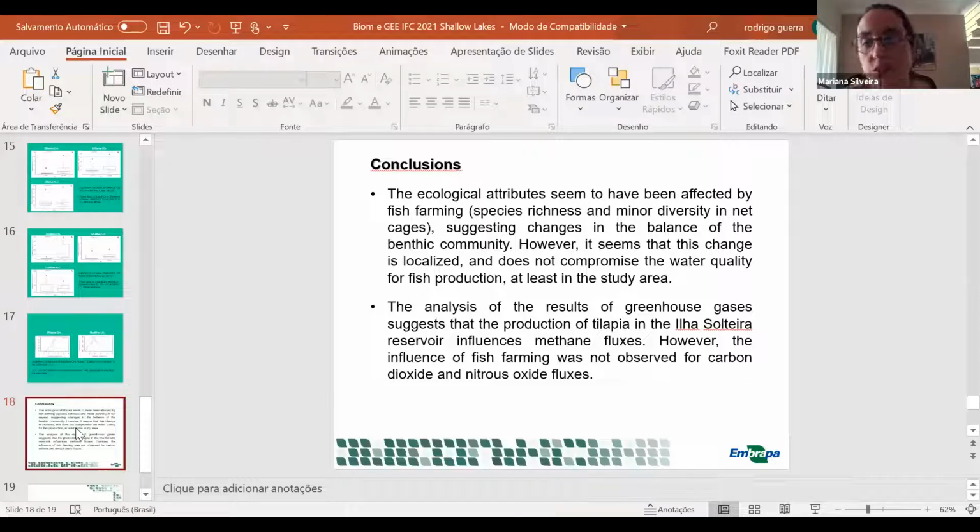And the analysis of the greenhouse gas results suggests that the production of tilapia in the Ilha Solteira reservoir influences the methane fluxes. But there was no observed influence for carbon dioxide and nitrous oxide fluxes.